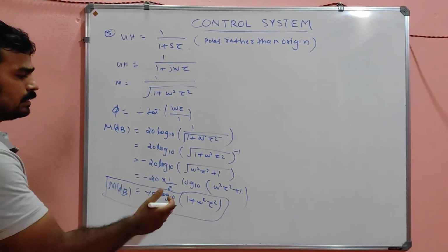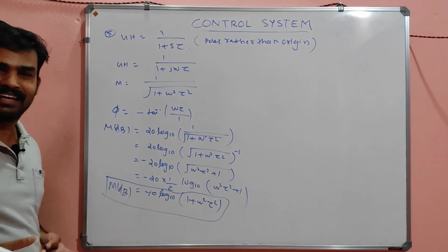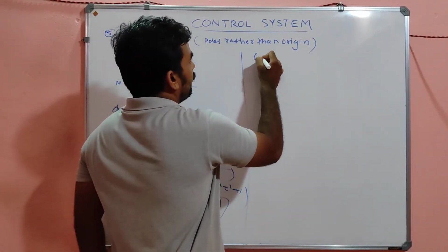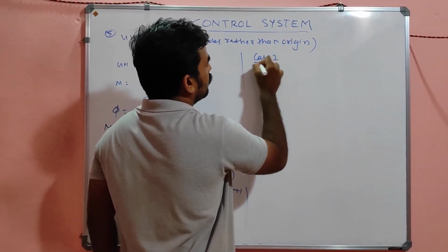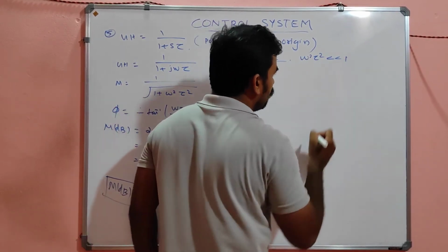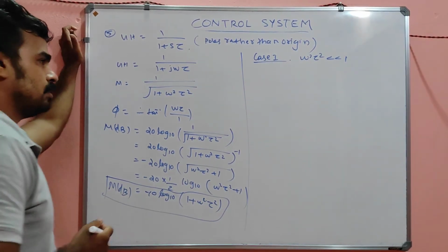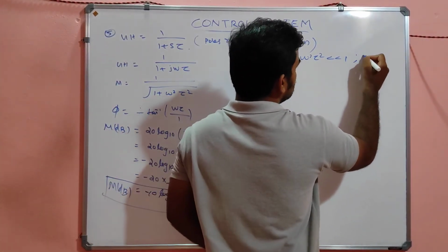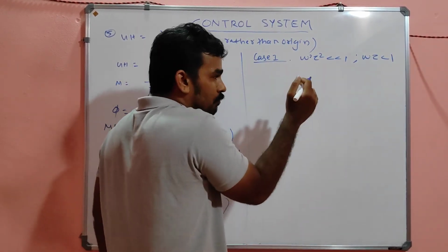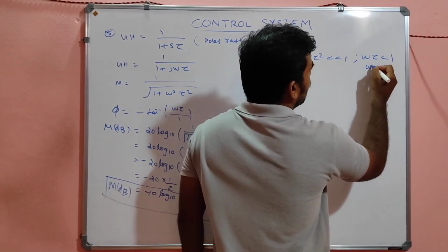Okay, my dear. So it is a general omega square tau square now. The value of omega square tau square may be anything, so you have to consider some cases. Case 1: let omega square tau square be very less than 1, which implies that omega tau is less than 1, or omega is less than 1 by tau.